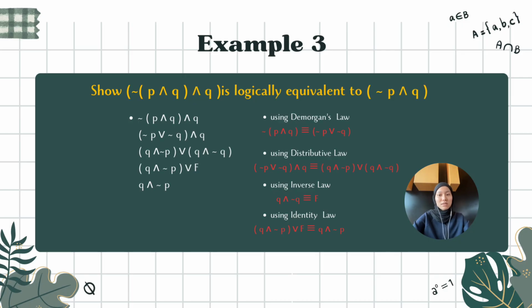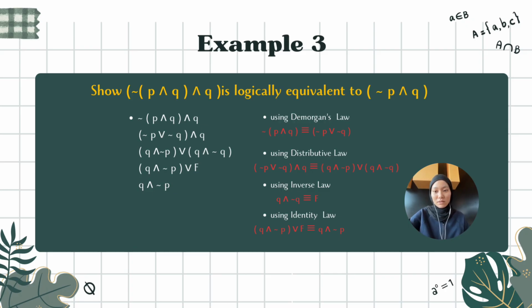not (P and Q) is logically equivalent to not P and Q. The equation not (P and Q), we can use De Morgan's law, where not (P and Q) is logically equivalent to not P or not Q. Then the second equation we'll get is (not P or not Q) and Q. In this equation, we can use distributive law, where (not P or not Q) and Q is logically equivalent to (Q and not P) or (Q and not Q).